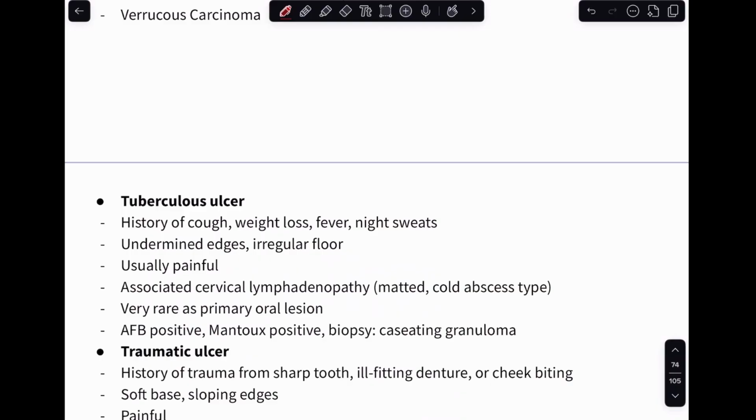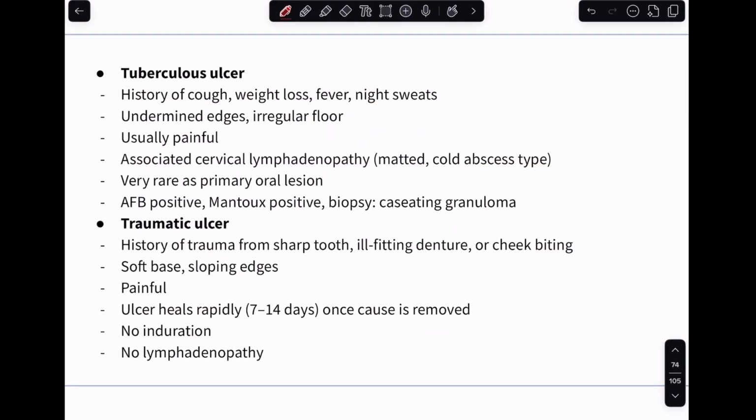Starting with the first one, it could be a tuberculous ulcer. If it was a tuberculous ulcer, we would have found a history of cough, weight loss, evening rise of temperature, and night sweats. This is actually a very typical history that we find in case of tuberculous ulcer.